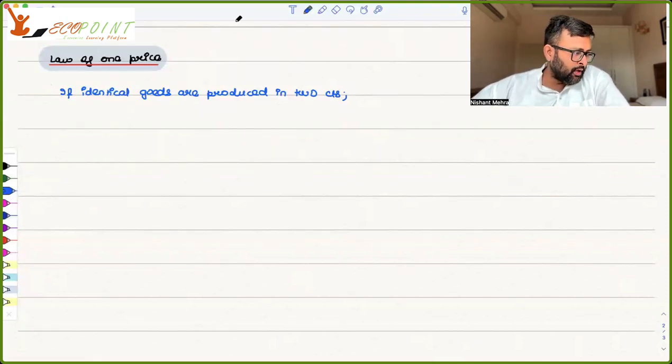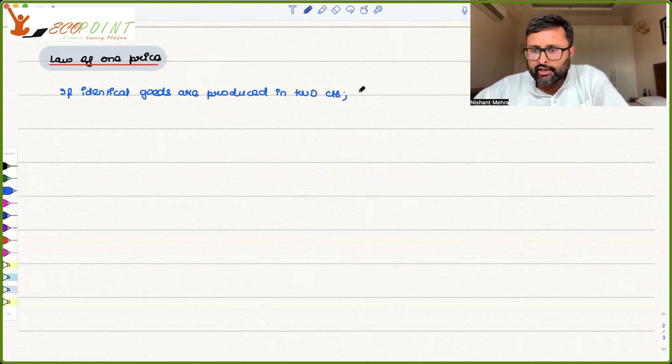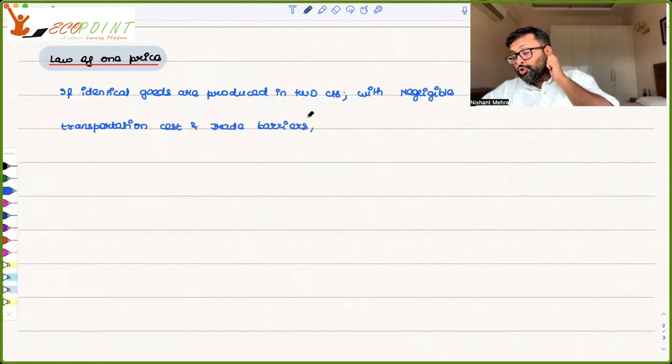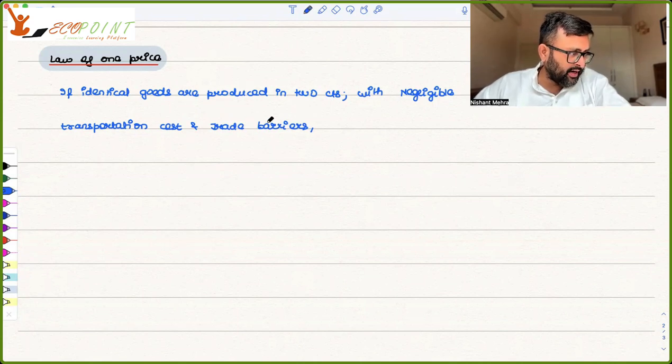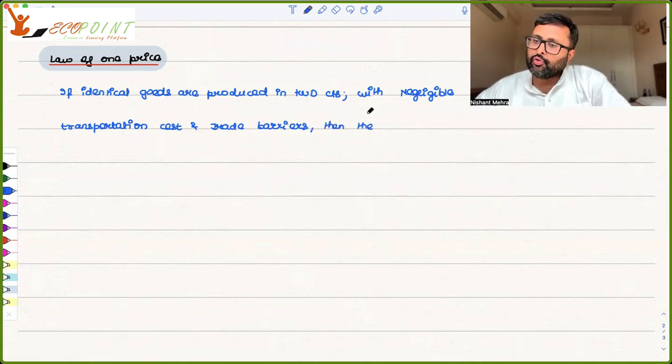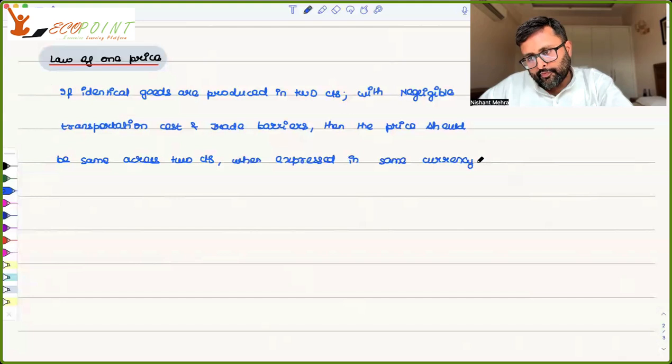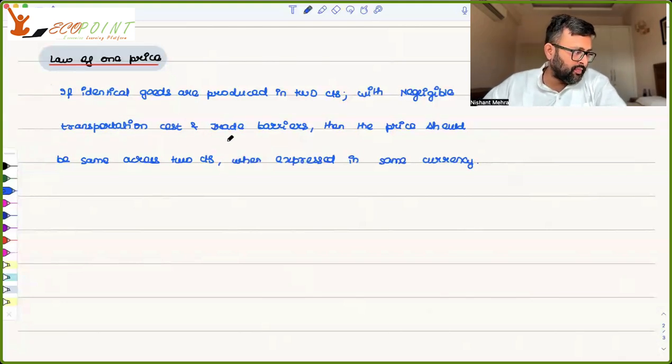I'll give you an example. With negligible costs, the price of the good should be the same in both countries. When I say the price should be the same, it is if they're expressed in the same currency. Of course, if in my country there is the rupee and in your country the dollar, there will be a difference. But the point is that if they're expressed in the same currency, then the price should be the same.